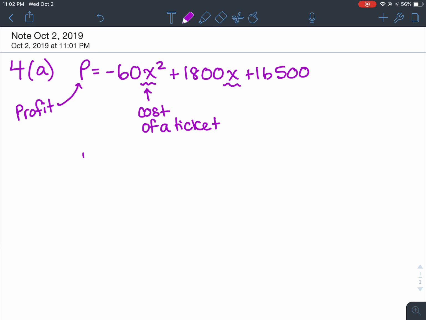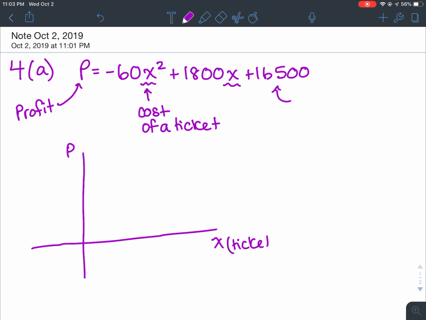So just to get a visual of this relationship, right off the bat, I can tell that this is my y-intercept. So here I would have profit versus ticket cost, and that's profit. So I know 16,500 is my y-intercept, and then it's going to look like that.